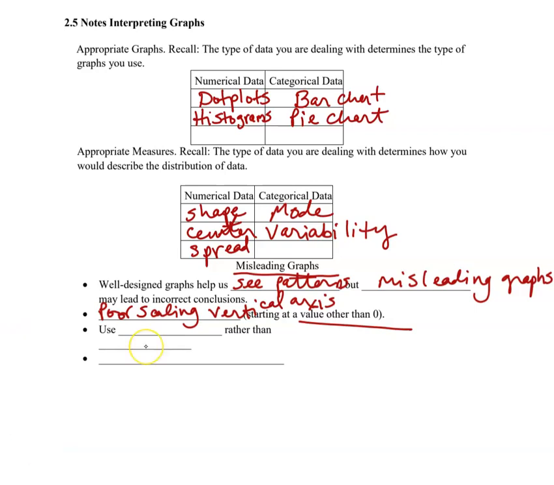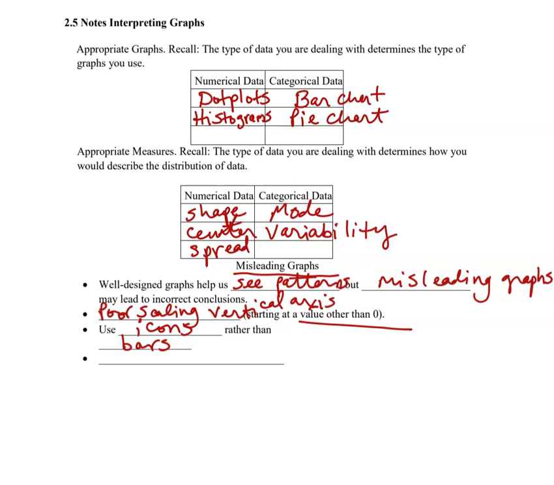Using icons or pictures rather than bars. A lot of times journalists will do this, or you'll see this in news articles, where they'll use cutesy icons instead of bars, and that's never a good quality. You want to avoid icons and pictures in general.